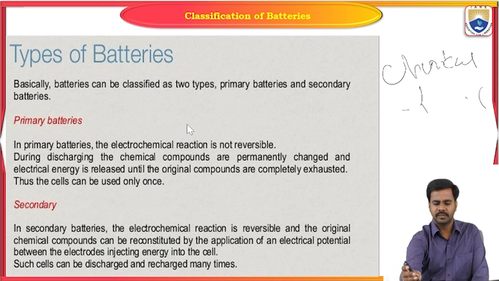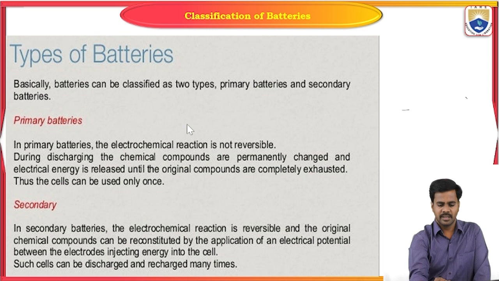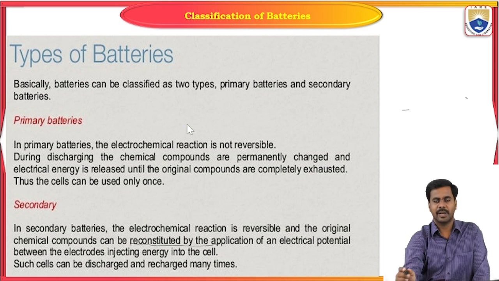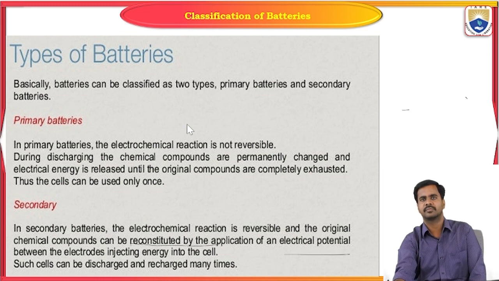Whereas in secondary batteries, the electrochemical reaction is reversible and the original chemical compounds can be reconstituted by the application of an electrical potential between the electrodes, injecting energy into the cell. Such a cell can be discharged and recharged many times.